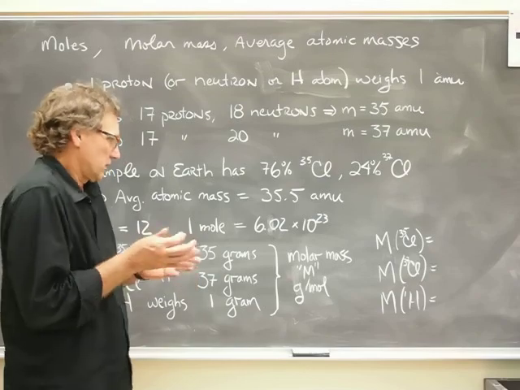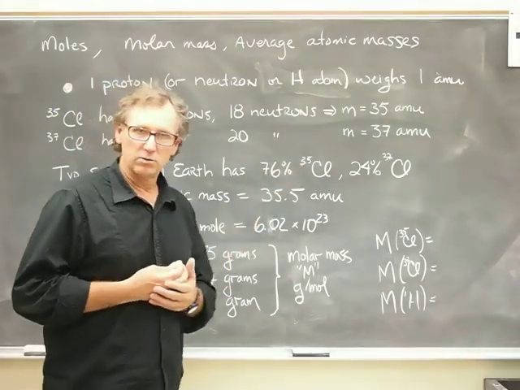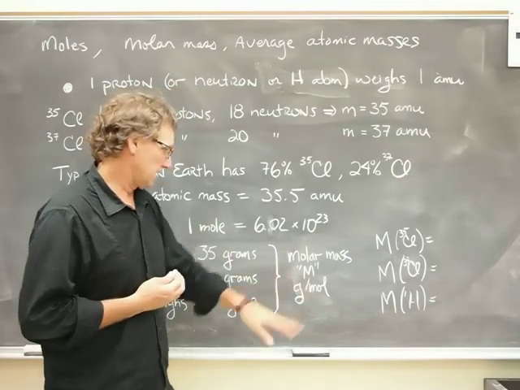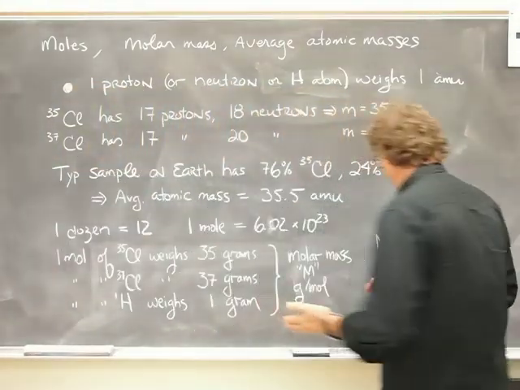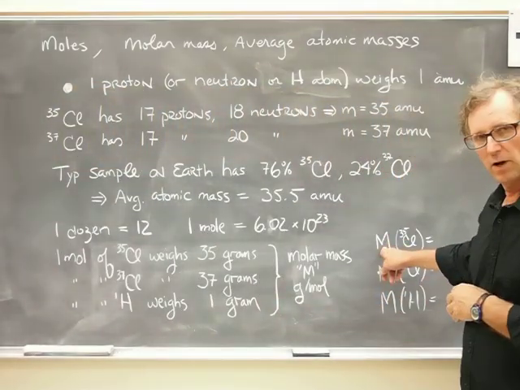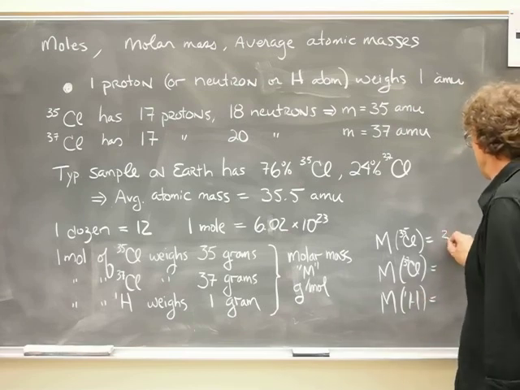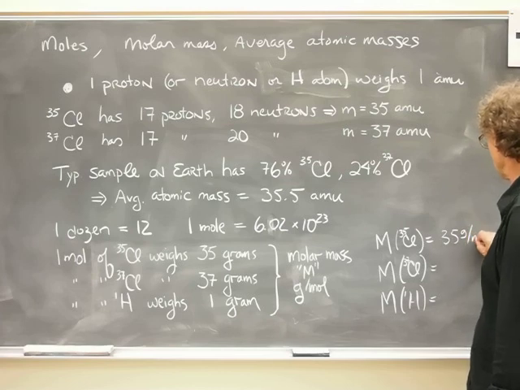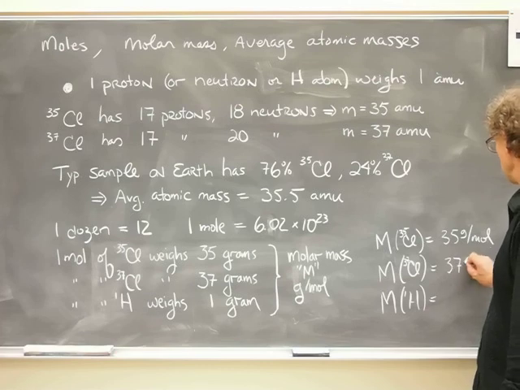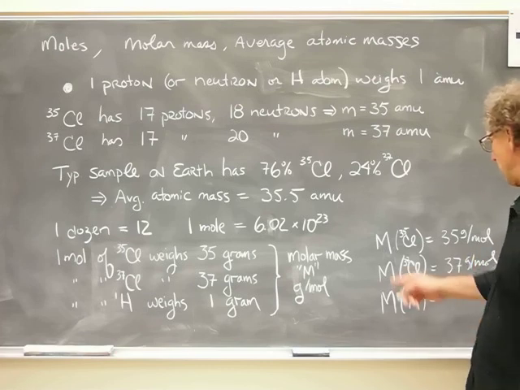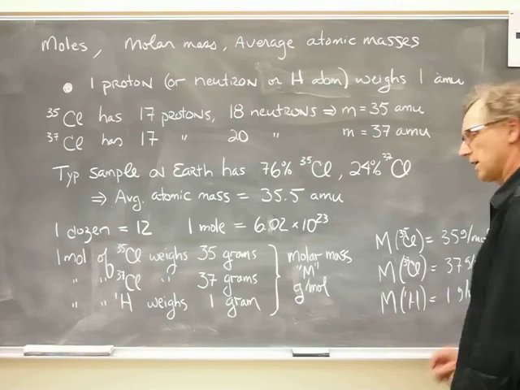Okay, so you can easily connect the atomic mass in AMUs to what's called the molar mass in grams per mole. I'm really just repeating this here, but we would use this symbol M, capital M, for the molar mass. The molar mass of chlorine-35 is obviously 35, and the units are grams per mole. The molar mass of chlorine-37, obviously 37 grams per mole. And the molar mass of hydrogen atoms is 1 gram per mole, and so on.